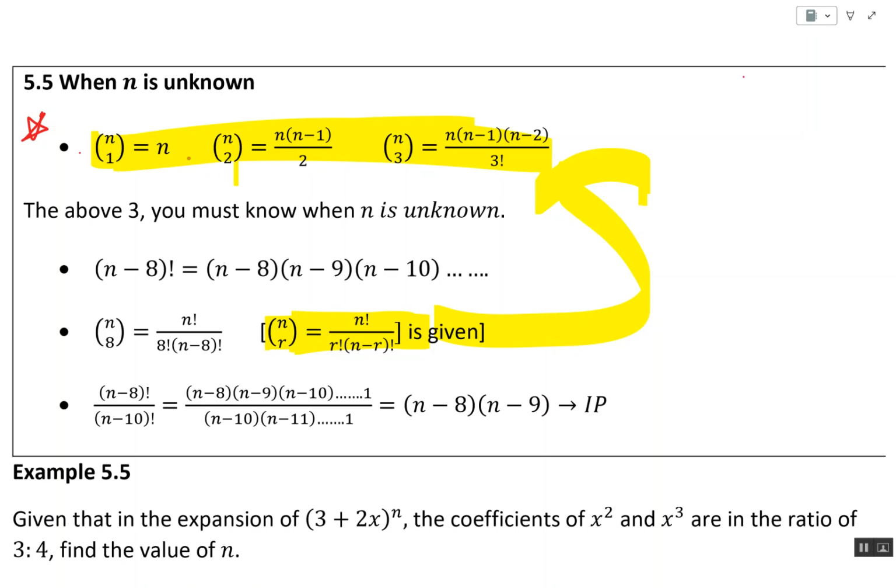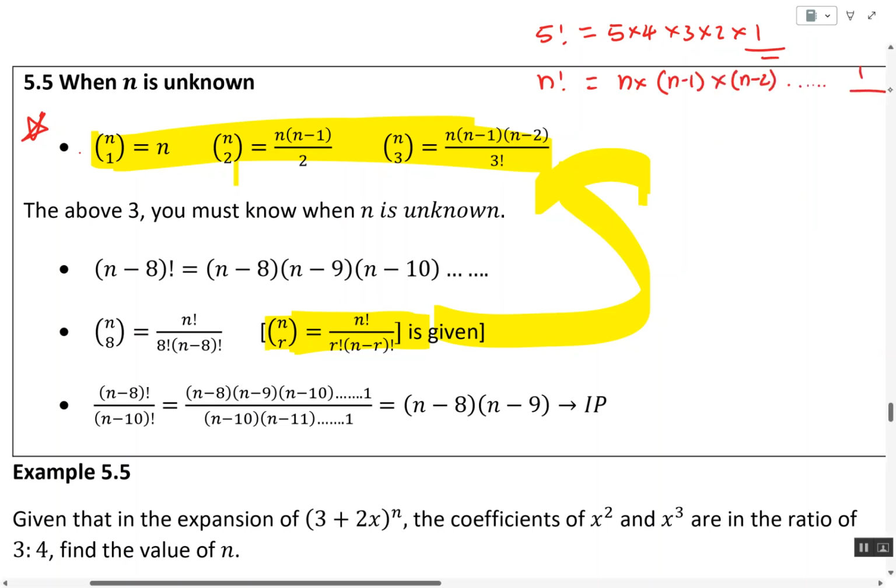First things first, you all need to know what factorial means. If I give you 5 factorial, it's basically when you take 5, multiply by 4, multiply by 3, multiply by 2, all the way until you end up with 1. So if I give you n factorial, it means you have n times the next number, n minus 1, multiply by n minus 2, all the way until you end up with 1 as well.